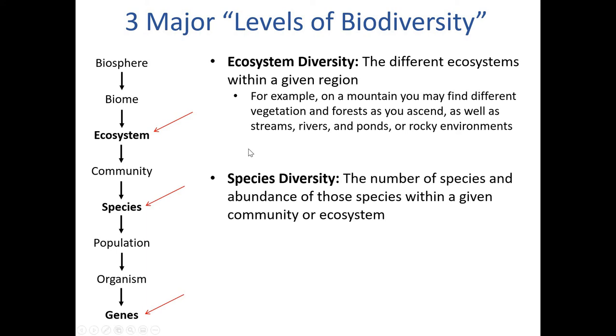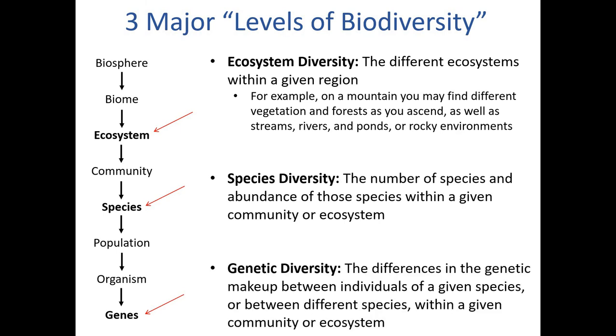Species diversity then talks about the number of species and the abundance of those species within a given community or ecosystem. Of course, each ecosystem is going to support a different set of species and different abundance of those species within it. And genetic diversity talks about the differences in the genetic makeup between individuals of a given species or between different species within the community or ecosystem. Usually when we talk about genetic diversity, what we're talking about is how diverse a population of a specific species within an ecosystem is.